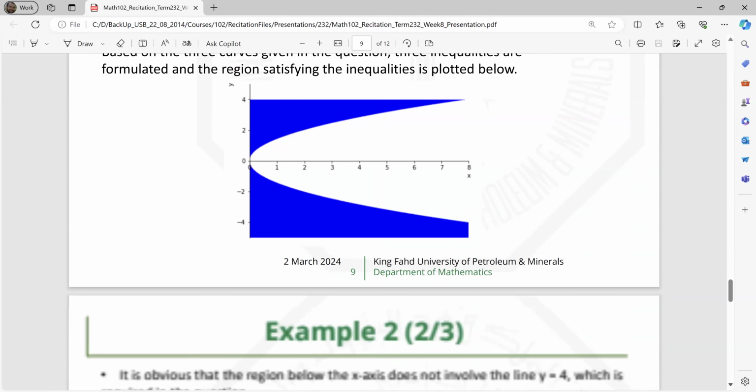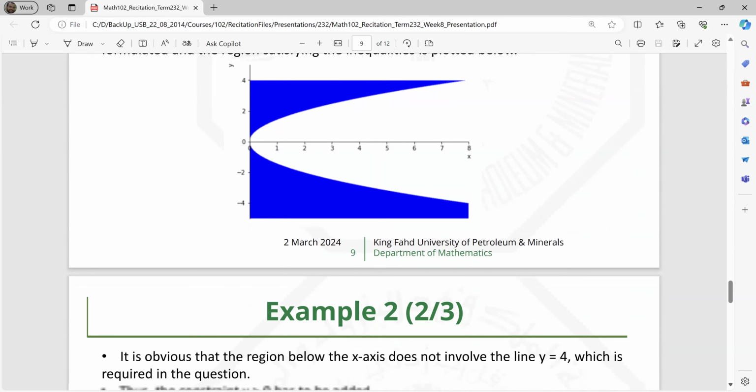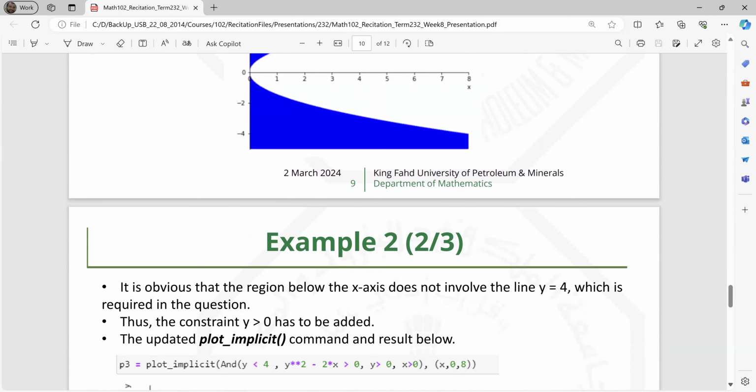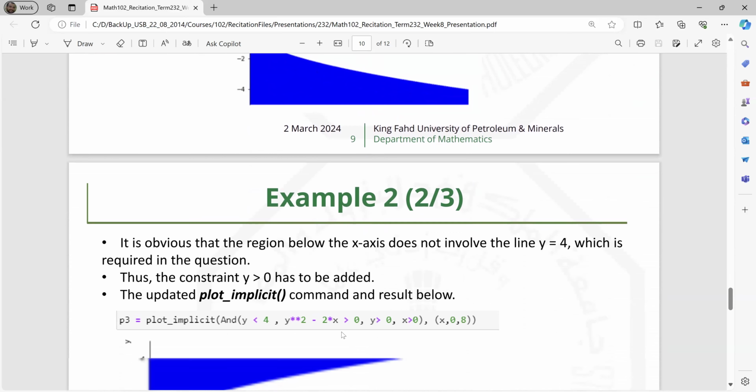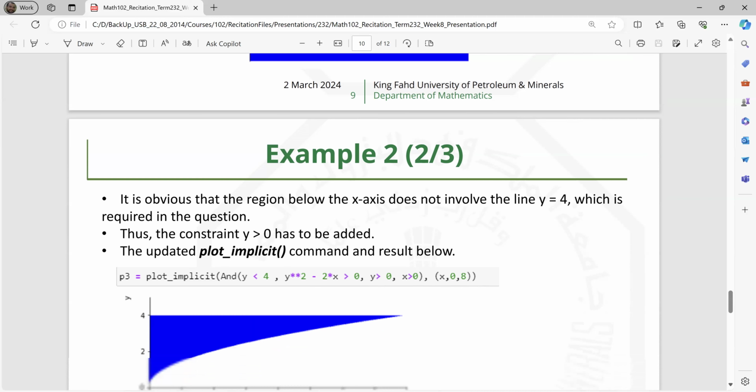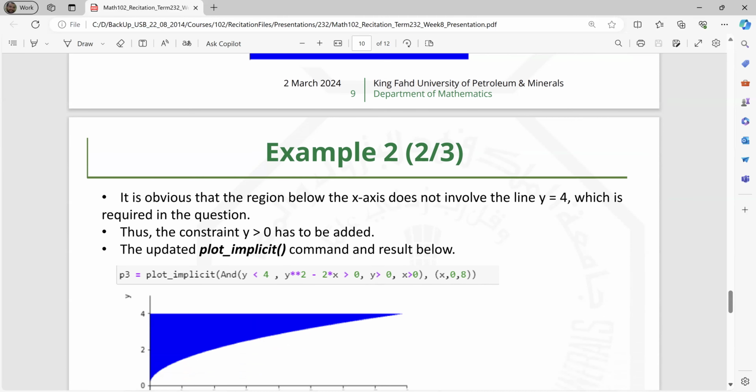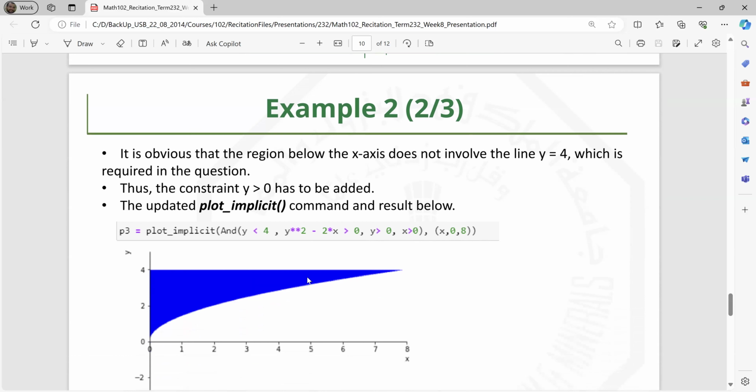Okay, and then we will use the implicit plot to visualize much better the region of integration. Here P3 is the plot implicit command of the region bounded by y less than 4, y squared minus 2x greater than 0, so we are above this graph, y greater than 0, x equals 0, and we'll take it on purpose such that x is between 0 and 8. So when x is between 0 and 8, here we have a full coverage of the region of integration. Okay, so this is our region. We intend to make it rotate about the y-axis.